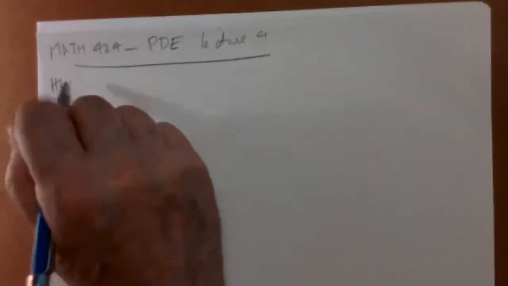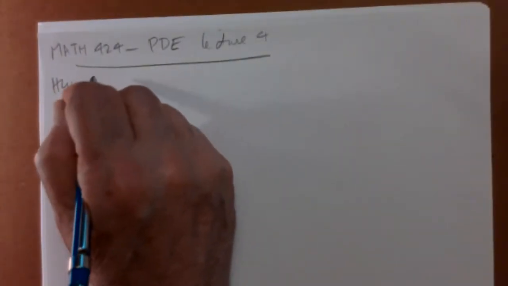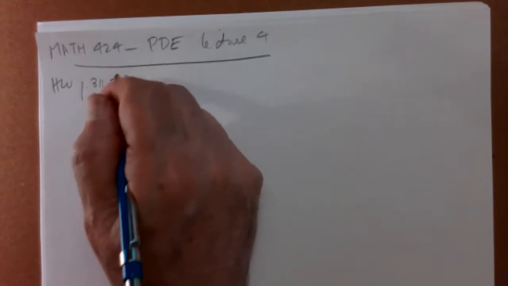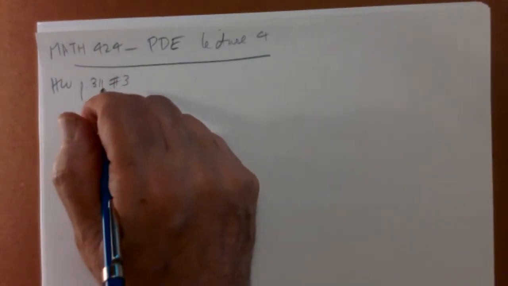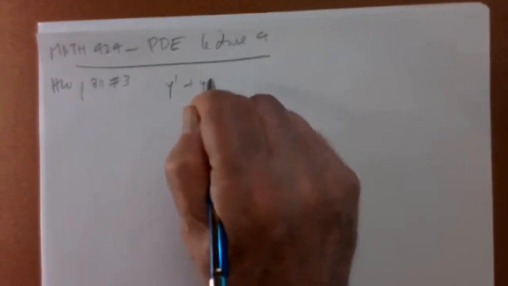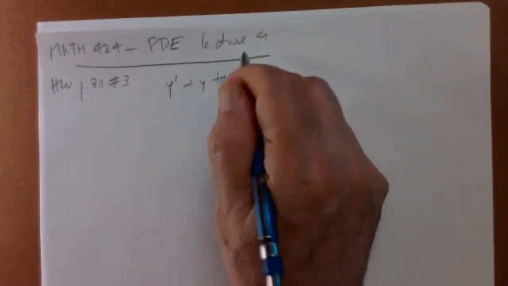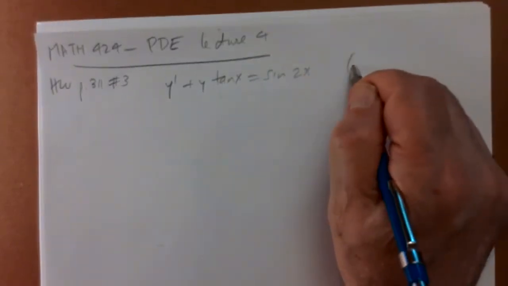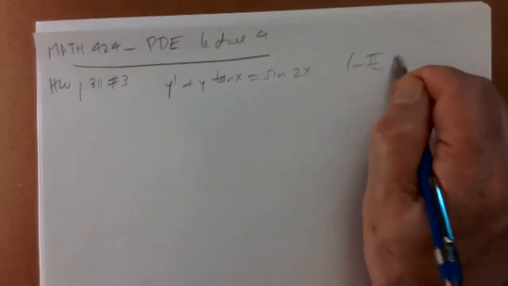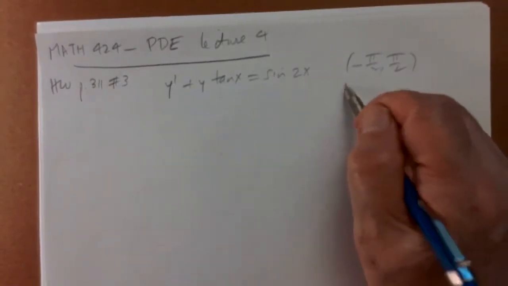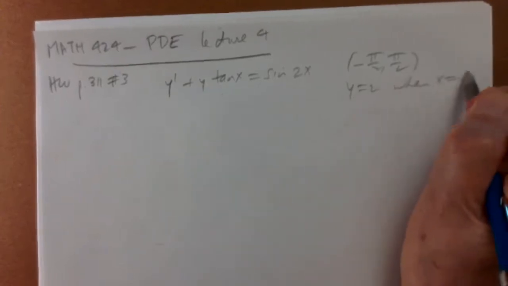So this is homework on page 311, number 3, and we have an initial value problem connected to the linear differential equation, first order, y prime plus y times tangent x equals sine of 2x on the interval from minus pi over 2 to plus pi over 2, and satisfying the initial condition that y equals 2 when x equals 0.